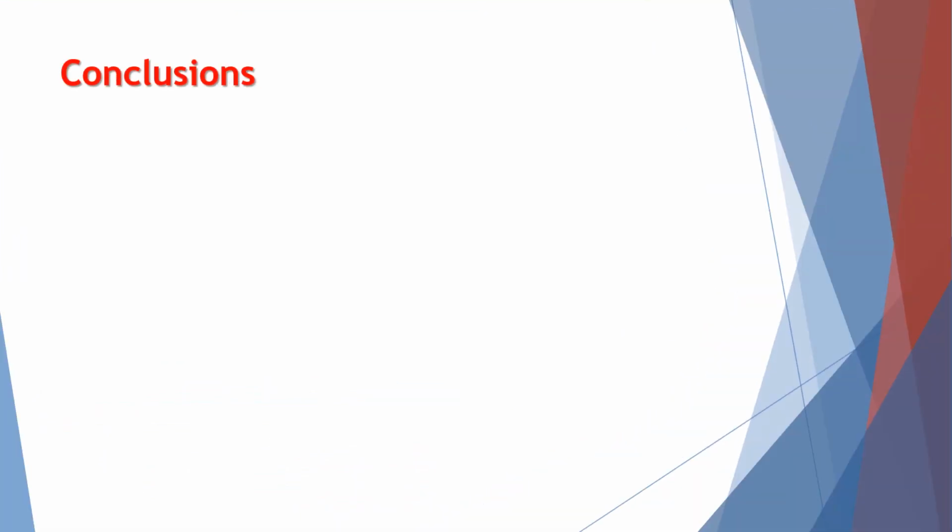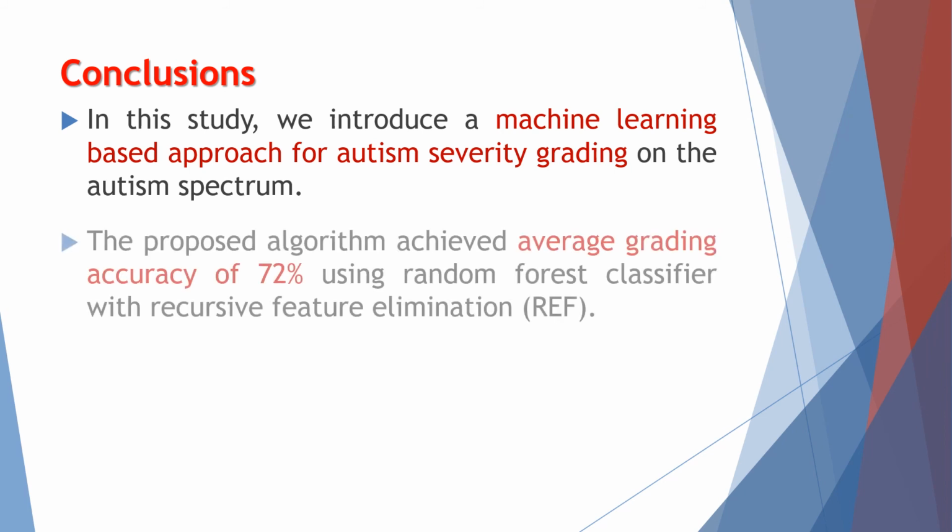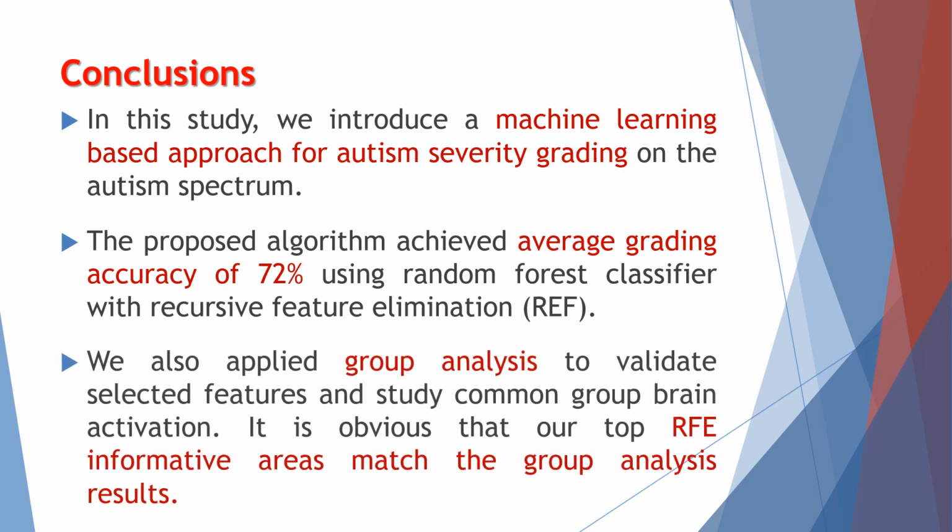So to conclude our work in this study, we introduced a machine learning based approach for autism severity grading on the autism spectrum. The proposed algorithm achieved average grading accuracy of 72% using random forest classifier with recursive feature elimination. We also applied group analysis to validate selected features and study each group's brain activation. It is obvious that our top RFE informative areas match the group analysis results.